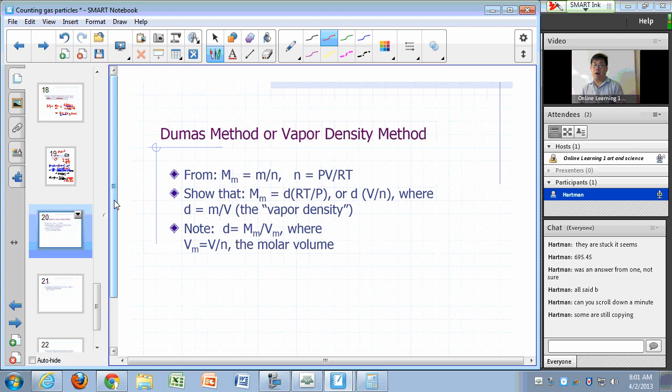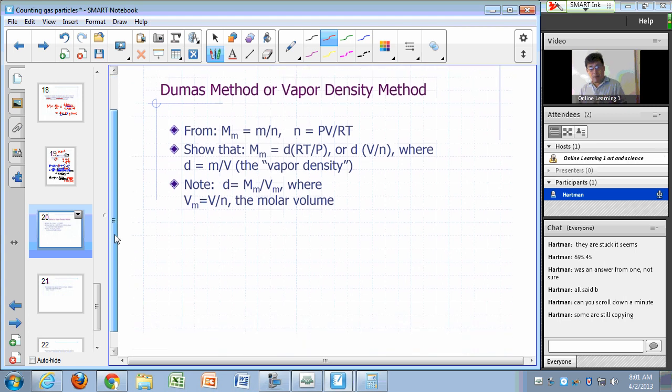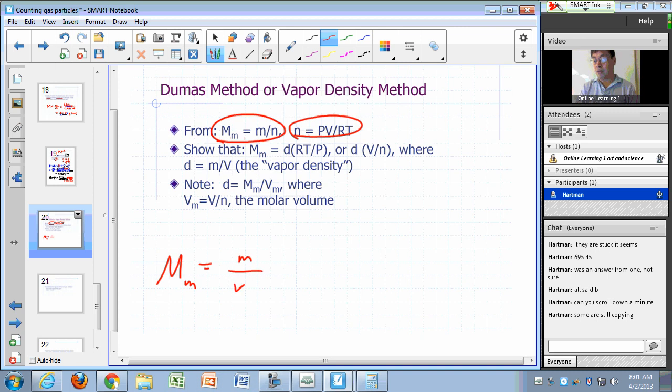All right. Now, let's take a look at this formula right here. Molar mass, we said, was mass divided by number of moles, right? And number of moles is PV over RT. Okay, so let me rewrite that. Molar mass, M sub M, is mass over number of moles, right? So I'm going to substitute for number of moles PV over RT. So instead of writing number of moles here, I'm going to write PV over RT. I'm going to make a substitution.